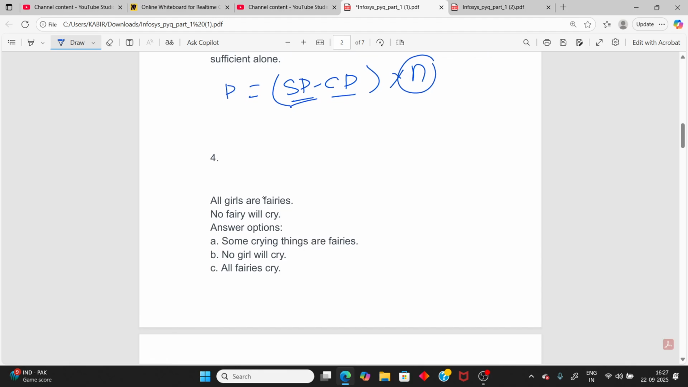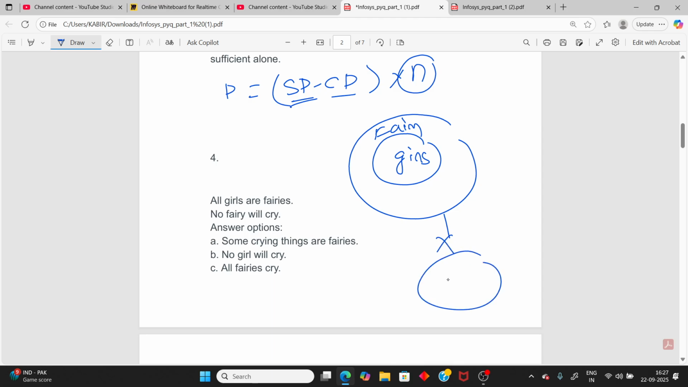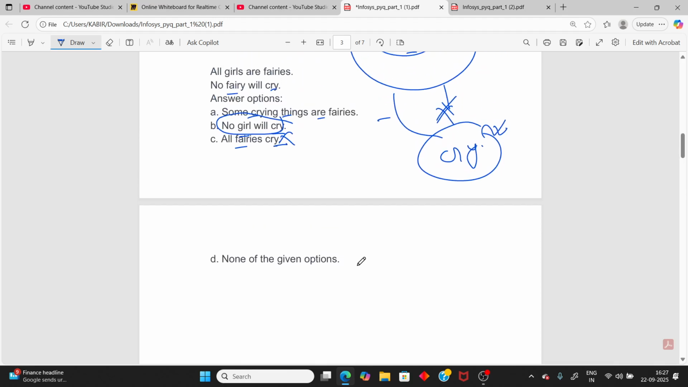Moving to the fourth question. All girls are fairies. So first, if we take girl, this one. So all girls are fairies. And no fairy will cry. So there is no relation with cry. Now choose the option. Some crying things are fairies? No. No girl will cry? Yes. So that is the correct conclusion. All fairies cry? No fairy cries. So it will not follow. Only one option follows. That is B. Third option, actually B.